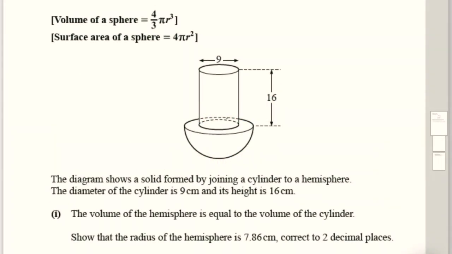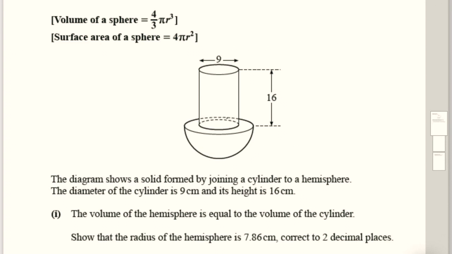The diagram shows a solid formed by joining a cylinder to a hemisphere. The diameter of the cylinder is 9 centimeters and its height is 16 centimeters. The volume of the hemisphere is equal to the volume of the cylinder. Show that the radius of the hemisphere is 7.86 centimeters, correct to two decimal places.